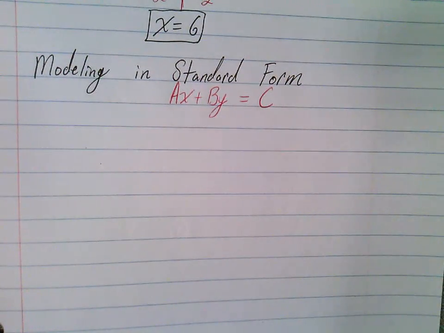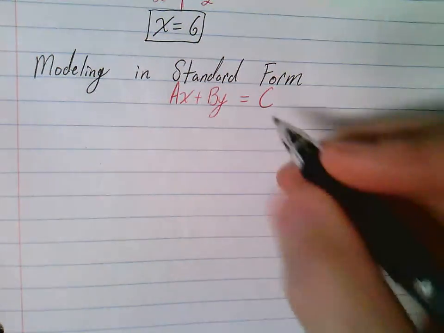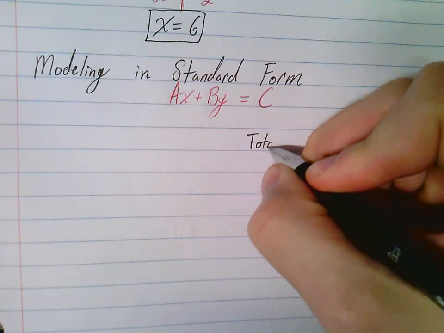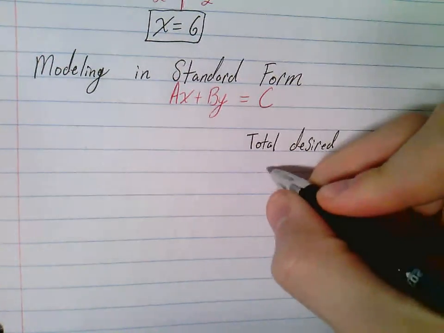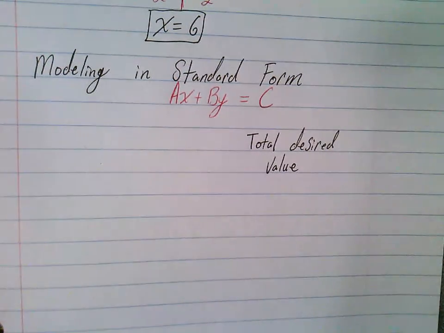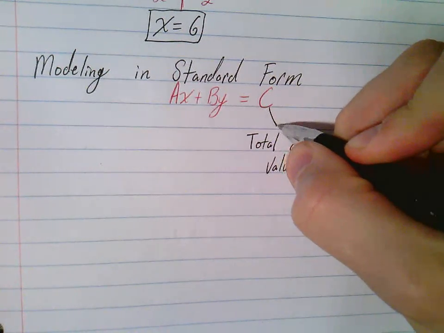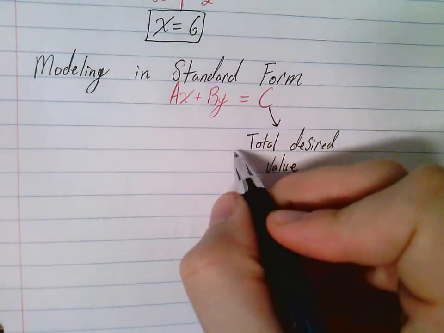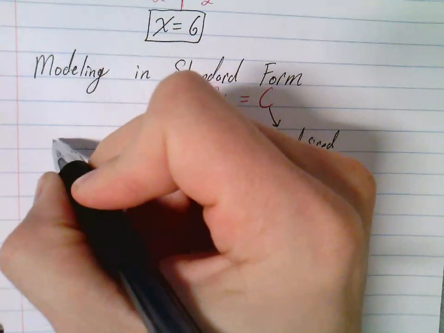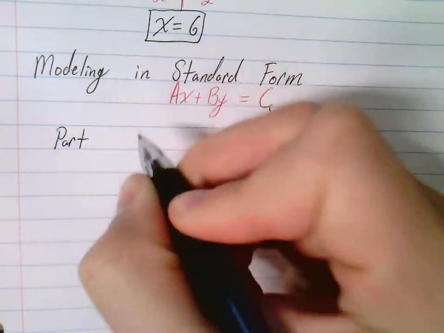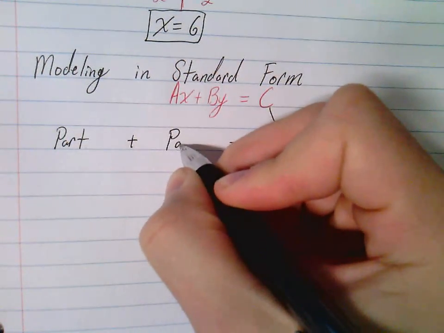Okay, and when we're modeling with standard form, the idea that we're going to try and grasp here is that C will kind of be our total desired value. And our total desired value is made up of two things. So we'll say that this is part plus part.